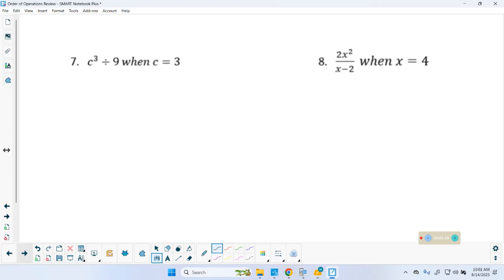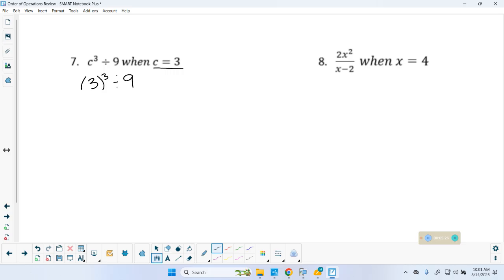7 and 8, same thing. So c to the third divided by 9 when c equals 3. So we know c equals 3. Let's go ahead and take that number and plug it in. So instead of c to the third, it's going to be 3 to the third divided by 9.